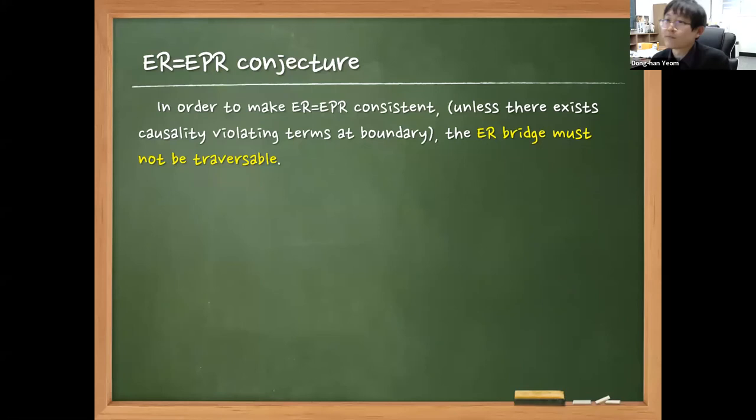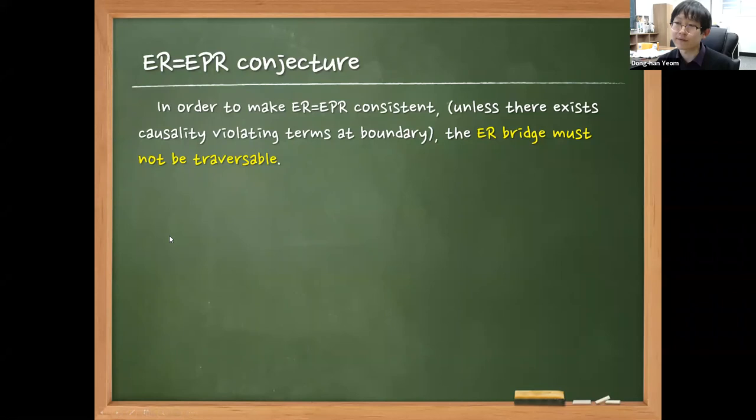So now let's go further. In order to make ER=EPR consistent, unless there exists a causality-violating term at the boundary, the ER bridge must not be traversable. Our common sense is that EPR entangled pairs are entangled, but you cannot transfer information from one to the other faster than the speed of light. Within the speed of light you can, but the transfer of information cannot be faster than light. Therefore, for a given EPR pair, the corresponding dual geometry is the Einstein-Rosen bridge, and if there is communication between the two particles, it violates quantum mechanical principles. So the ER bridge must not be traversable. This is a very important requirement for consistency.